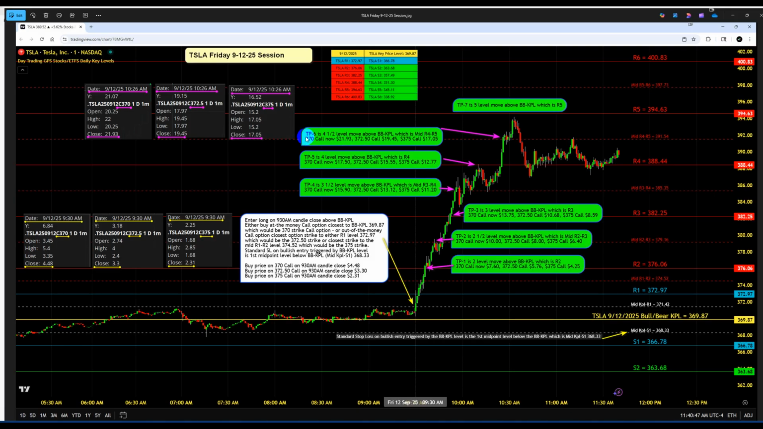The next move up is TP6, which is a 4.5 level move. So that's the midpoint between R4 and R5, 4.5 levels from the BBKPL. As you can see here, this was a strong candle. So on this candle close here, where it touched and closed slightly above, the 370 call is now $21.93. The 372.50 call is now $19.45 on that close, and the 375 call is $17.05.